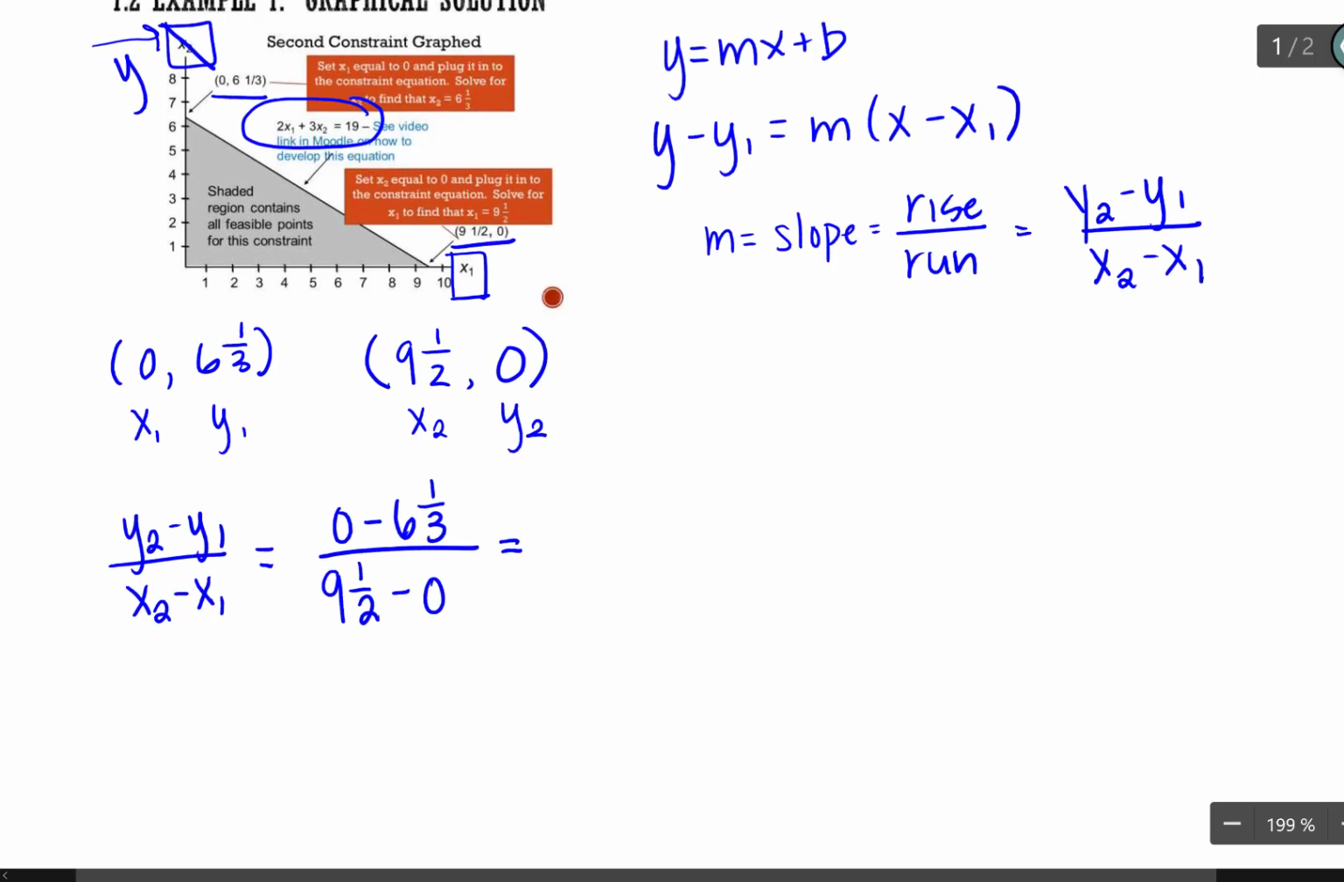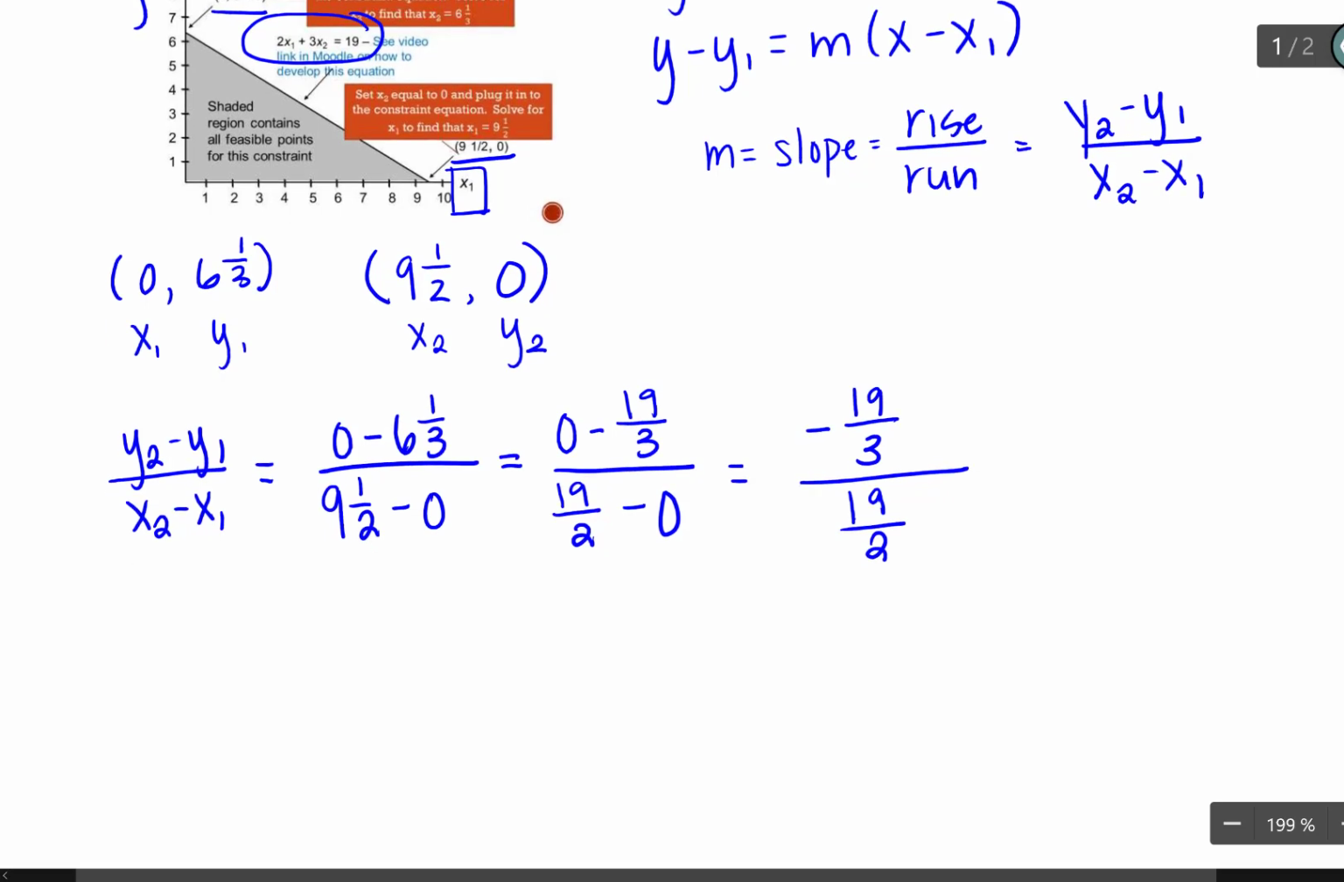So now changing this into fractions, we have 0 minus 6 1/3. Well, 3 times 6 is 18, plus 1 is 19, so 19/3, divided by 9 1/2, so 9 times 2 is 18, plus 1 is 19, 19/2 minus 0. Or we have a negative 19/3 divided by 19/2. Now remember, it doesn't matter where we put this negative symbol. It can be up in the numerator, it can be out in front of the whole rational expression, or it can be in the denominator, just as long as we only have one.